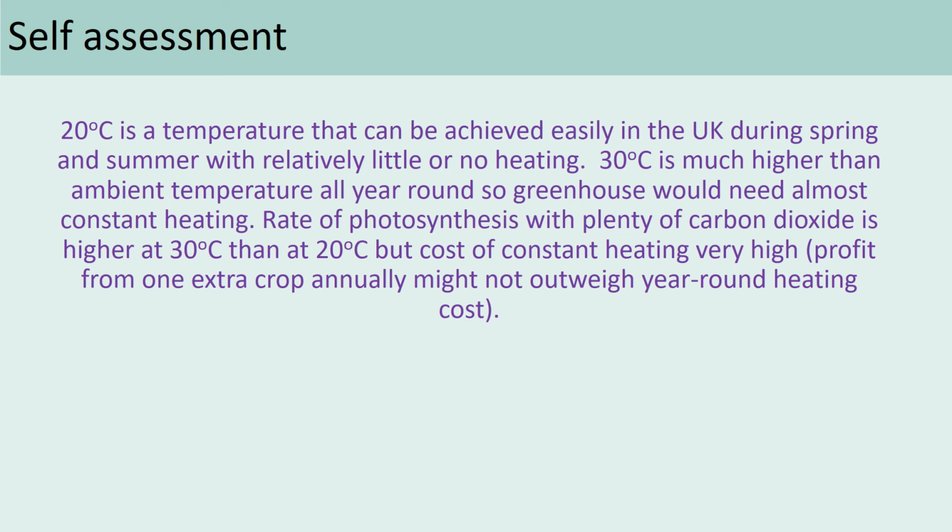Rate of photosynthesis with plenty of carbon dioxide is higher at 30 degrees Celsius than at 20 degrees Celsius. So hopefully you realised that it would seem that 30 degrees Celsius would be better. But if you have to do it at 30 degrees, there's going to be costs involved in heating. And that means that you might make less profit than if you were doing it at 20 degrees Celsius. So hopefully we're able to make that connection of why farmers don't do it at 30 degrees Celsius, even though it seems better as they're getting more crop and things like that. Hopefully we have thought about costs or disadvantages involved in it.